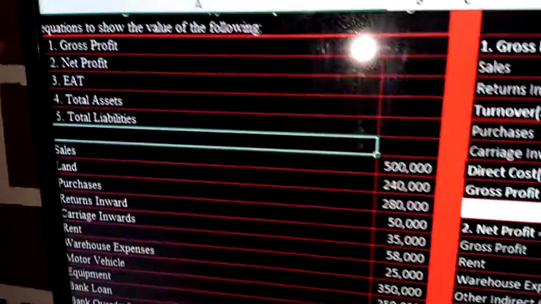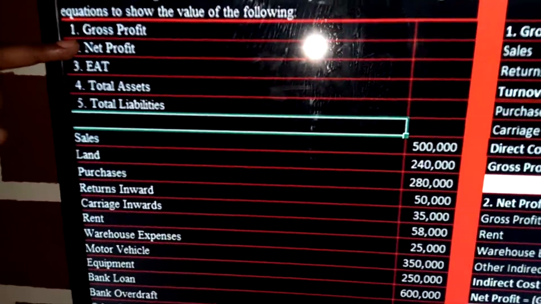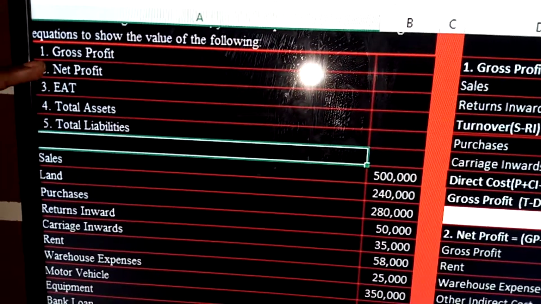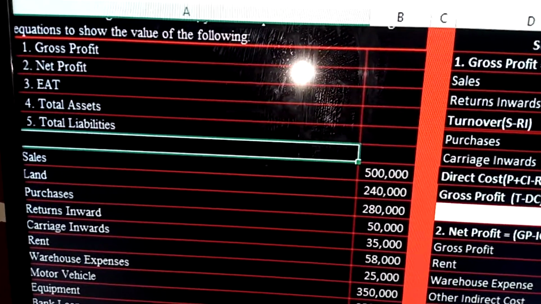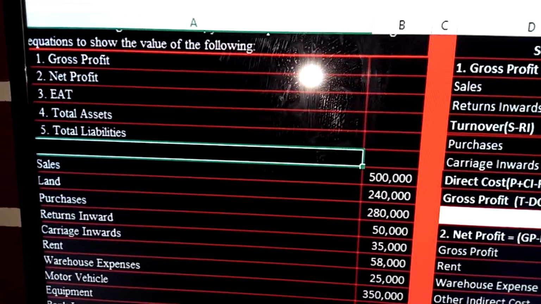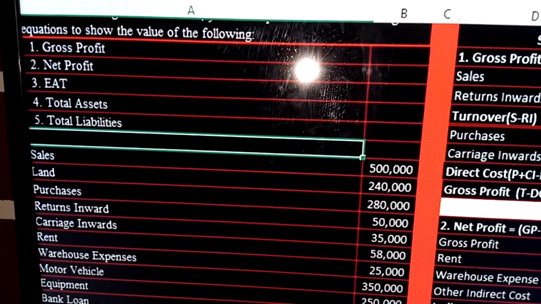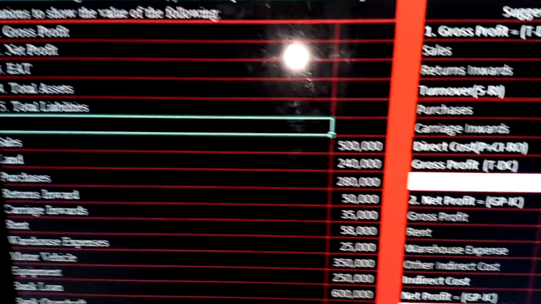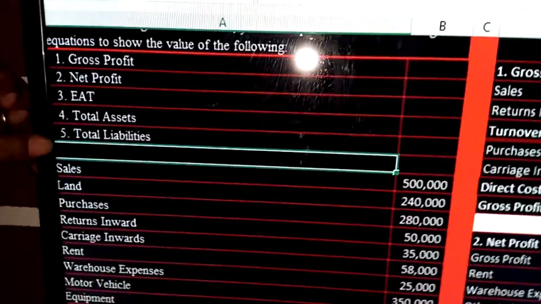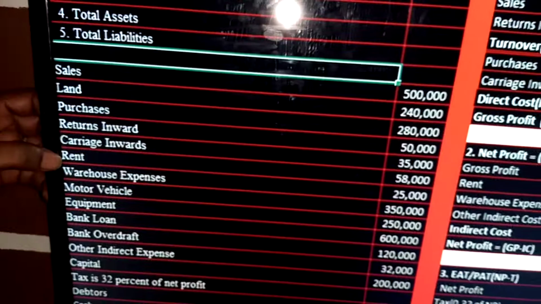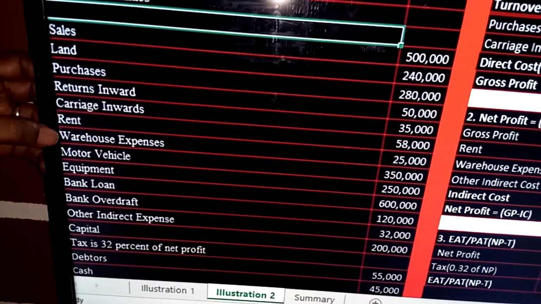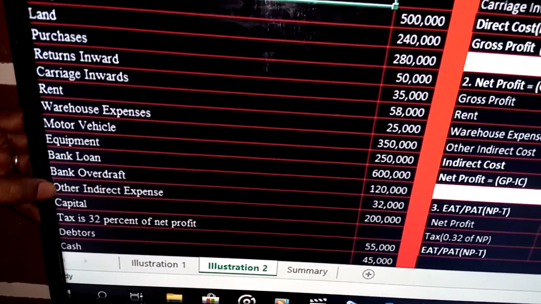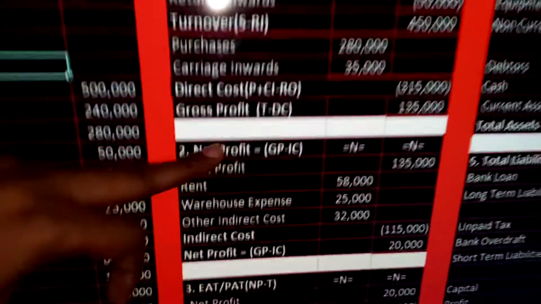The next one says what? Net profit. Remember the equation for the net profit? The equation for net profit is gross profit minus indirect cost. Indirect cost is other costs that are not related to bringing the product in, like rent, warehousing, advertising, and all of that. So what are the indirect costs that we can see here? I can see rent, I can see warehouse expenses. What else? I can see other indirect expense.